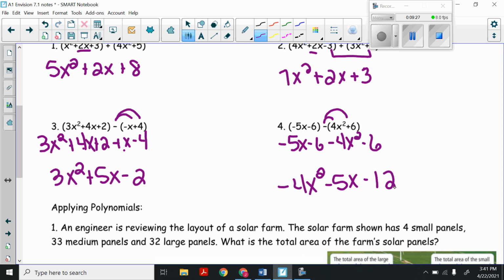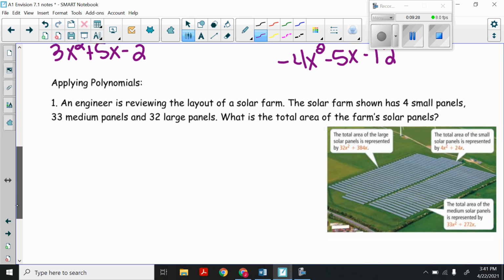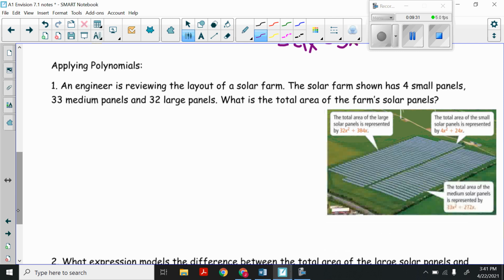Last thing we're going to look at is applying polynomials. So here it tells me an engineer is reviewing the layout of a solar farm. The solar farm shown has 4 small panels, 33 medium panels, and 32 large panels. What is the total area of the farm's solar panels? So if I want my total area, that's going to be the total of the large plus the total of the medium plus the total of the small.